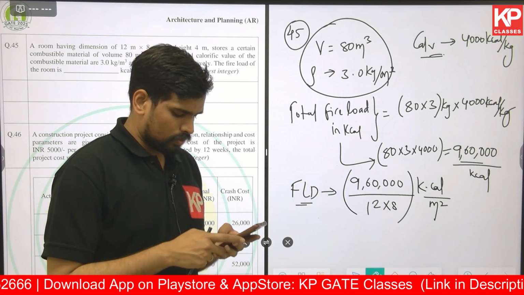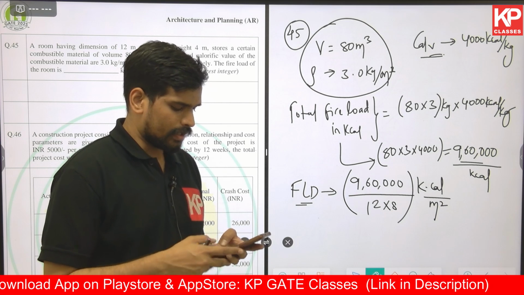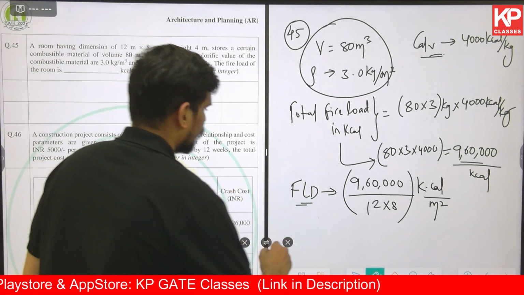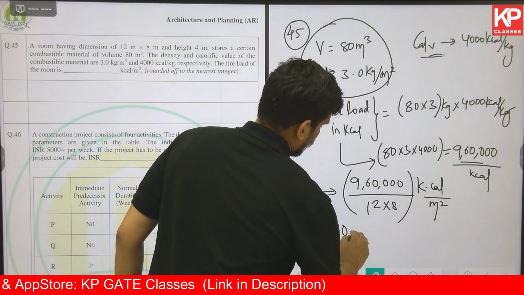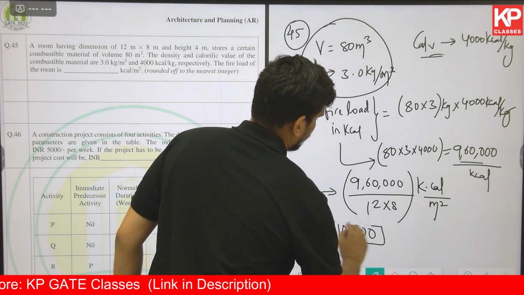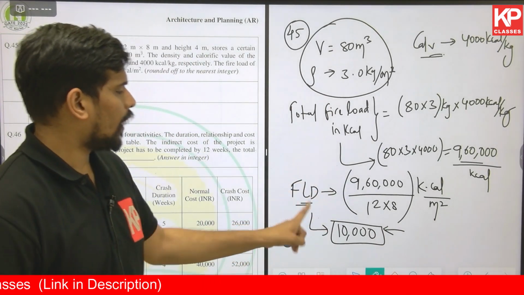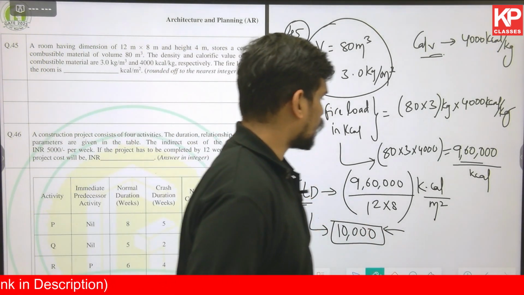12 into 8 in the denominator. That's coming out to be 10,000. So the official answer key is 10,000, exact same value without any range. You have to have the answer as exactly 10,000. That's what we are getting.